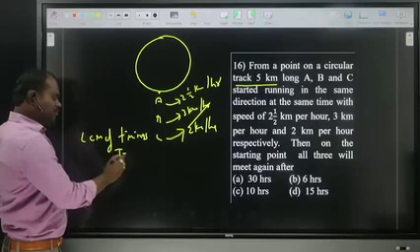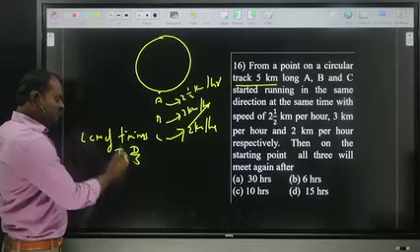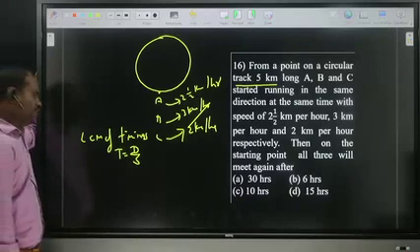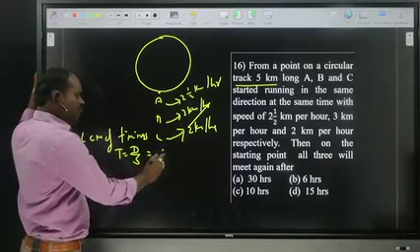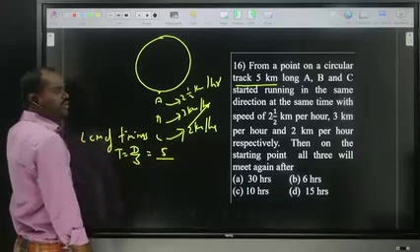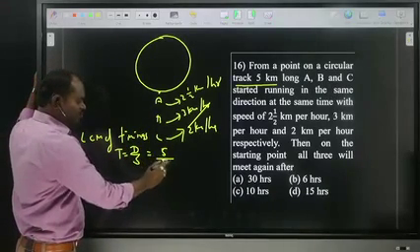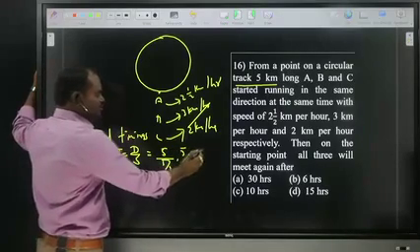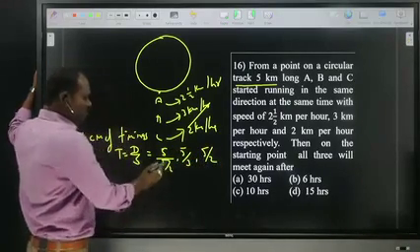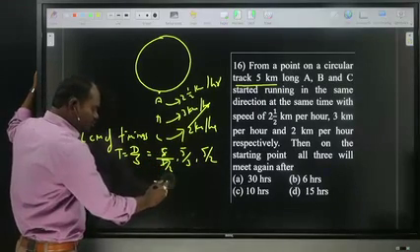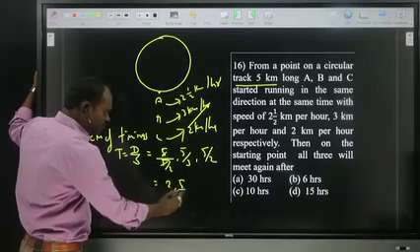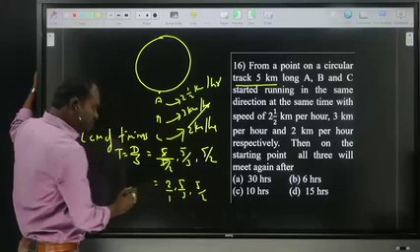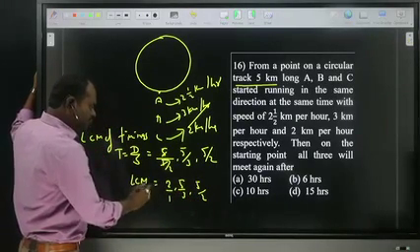Basically, what is the time formula? Distance by speed. That means 5 by the first person's speed 2.5. 2.5 is nothing but 5 by 2. Next, 5 by the second person's speed 3. Next, 5 by the next person's speed 2. 5 by 2.5 becomes 2. So 2, 5 by 3, 5 by 2, that means by 1. For these we should find the LCM.